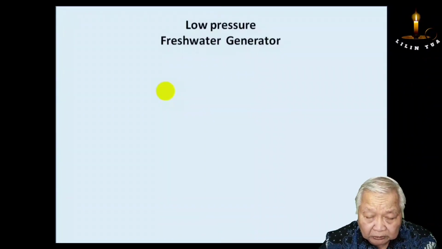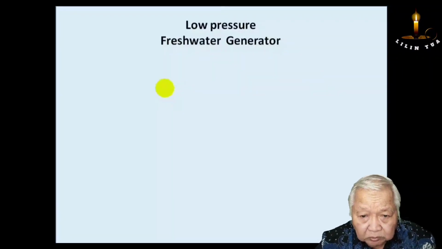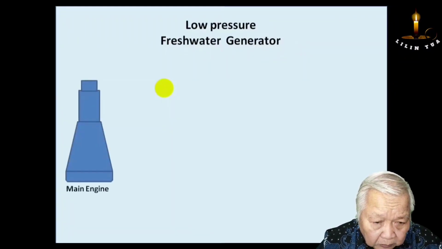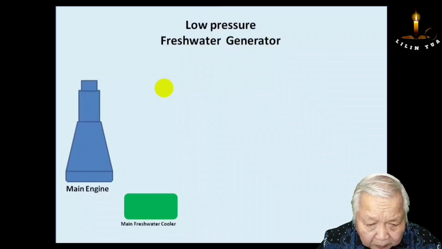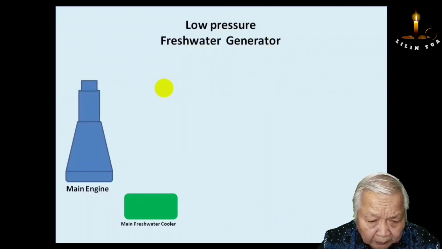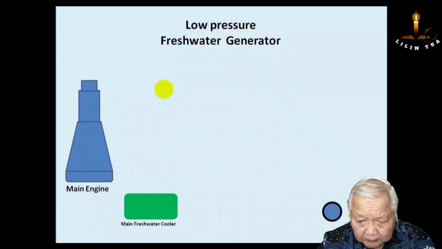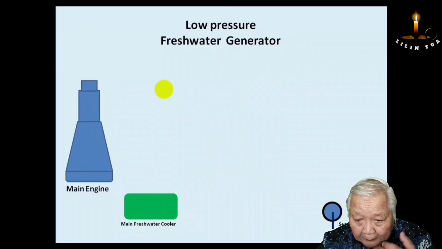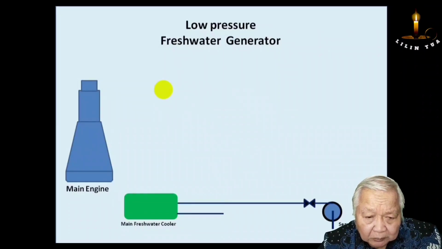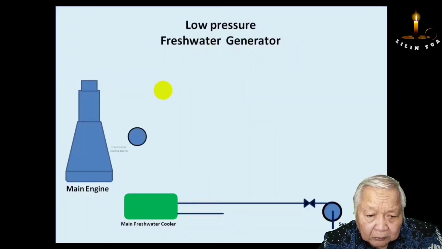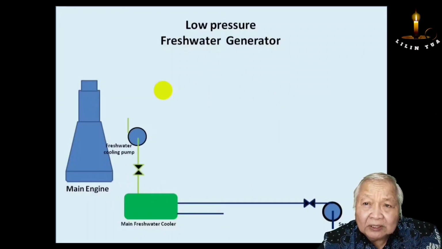Low pressure freshwater generator. What I will show you is the main engine, which needs a cooling system for the main engine jacket. So we can find the main freshwater cooler, where the cooling media is seawater. The freshwater cooling pump sends cooling water to the cylinder jacket.